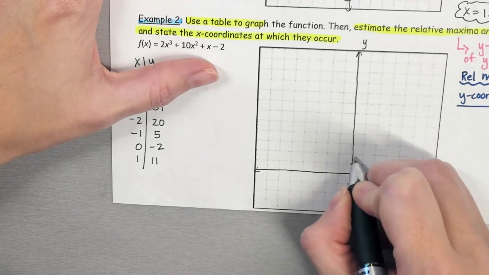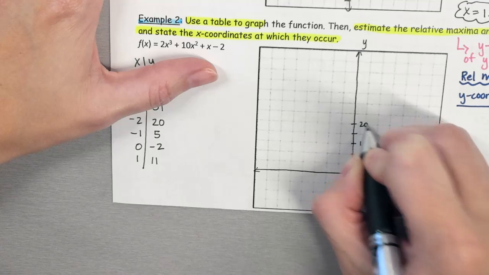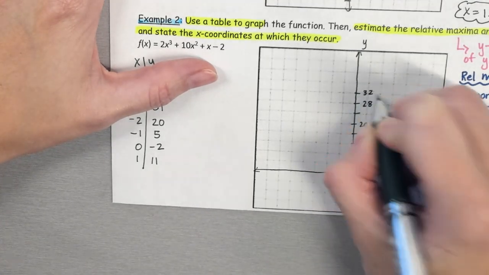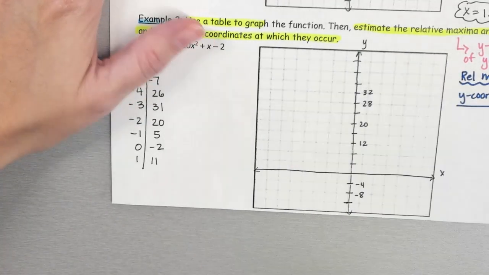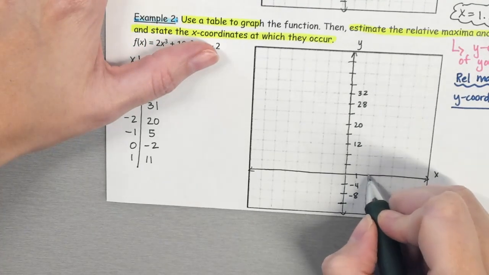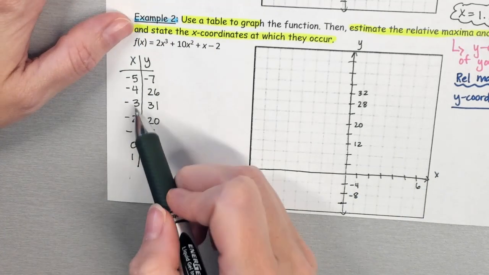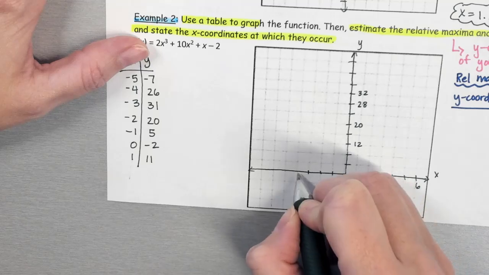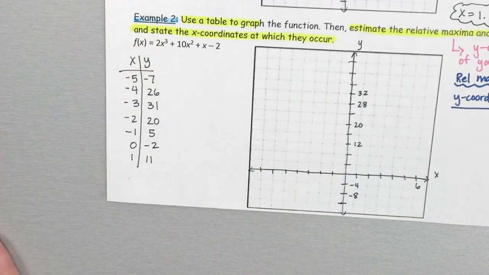So this would be 4, 8, 12, 16, 20, 24, 28, 32. Okay, and like I said, you can decide if you want to go by 3s, you can absolutely do that. Now with the x's, I just have to go by 1s. So your y scale and your x scale can be different from each other. That's okay.